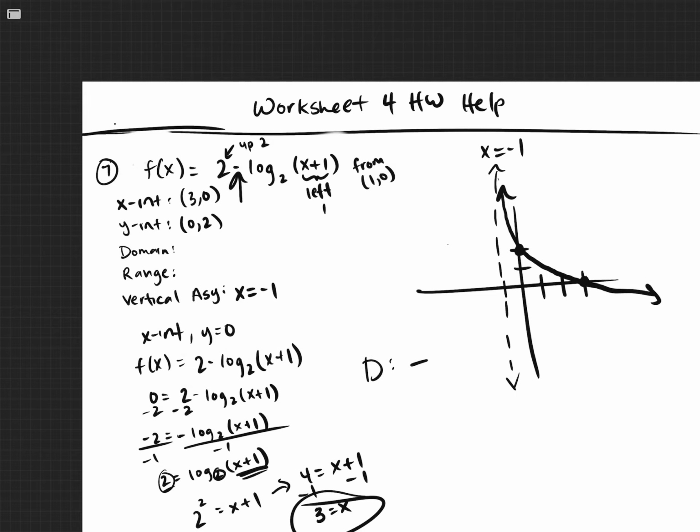And we just need to answer our domain and range. Again, domain is left to right. So let's just start there. The farthest to the left this reaches is negative 1. It's in parentheses. It hits an asymptote, goes to the right forever.